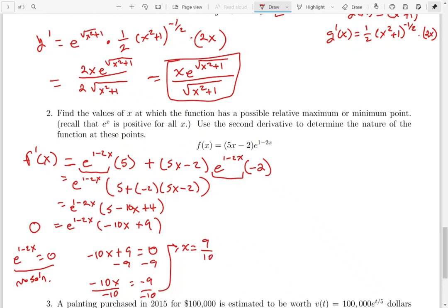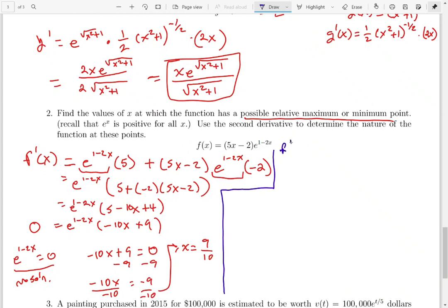Alright, so this is a location for possible extrema, right? We found our locations for possible extrema. That's at x equals 9/10. Now at this point, if we want to figure out what happens here, there's two good approaches. You could cut up the number line and check values on the left and right. But since we are talking about derivatives of exponential functions, I'm going to use the second derivative test to double check things. So let's do the second derivative test.